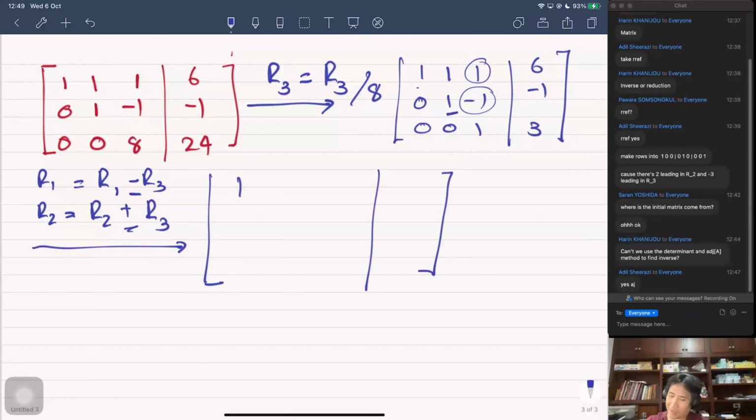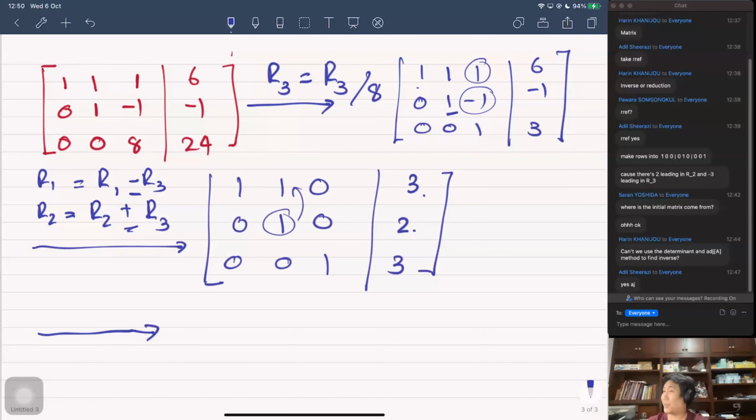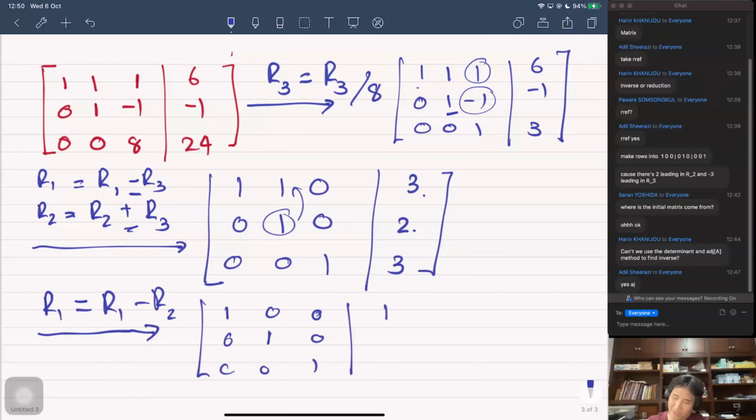Right, which you're gonna get 1, 1, 0 and 0, 1, 0 and 0, 0, 1, and that's gonna become R2 plus R3. So that's 3, that's a 2, and this is a 3. Okay, and then you do the final step where you take the second row, do it upward, do it backward, right? So R1 is gonna be R1 minus R2, which is gonna get you 1, 1, 1, 0, 0, 0, 0, 0, 0, and then it's 1, 2, and 3.